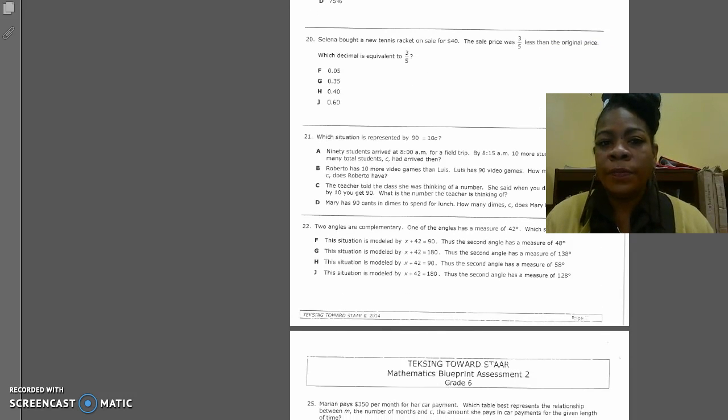20. Selena bought a new tennis racket on sale for $40. The sale price was 3/5 less than the original price. Which decimal is equivalent to 3/5?